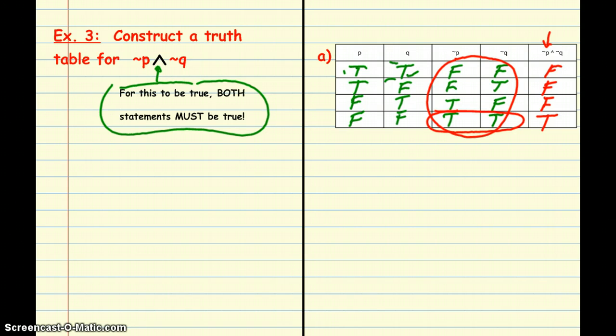So that's creating a truth table to help you figure out which values would make a true or a false statement.